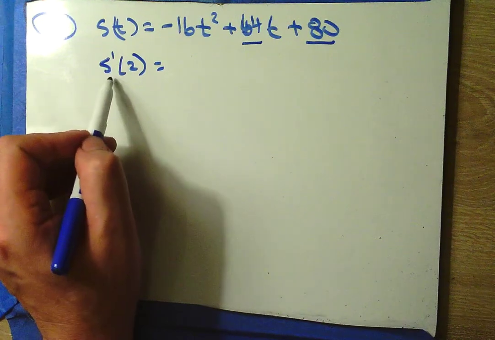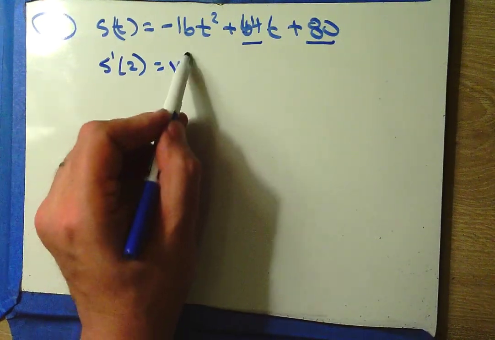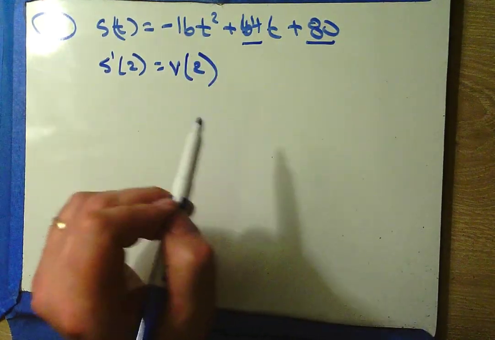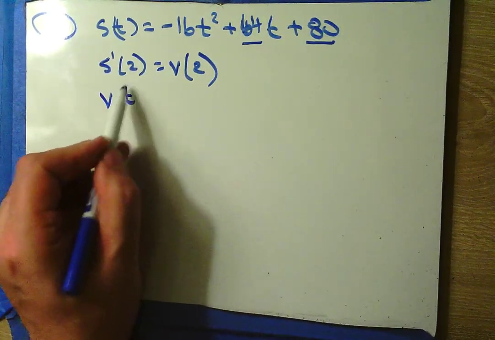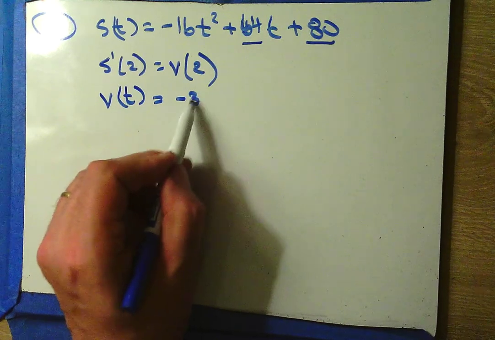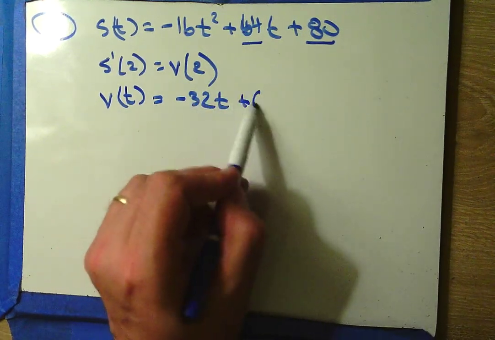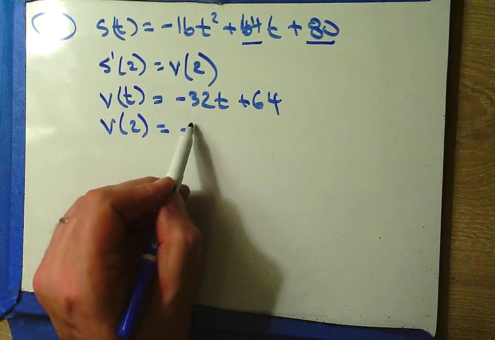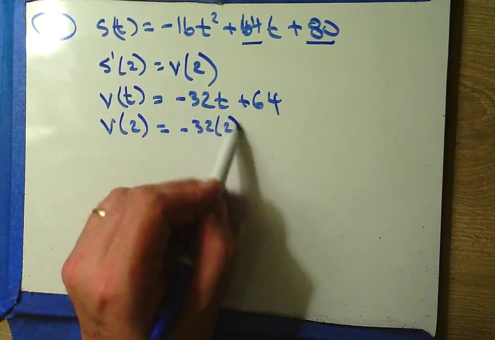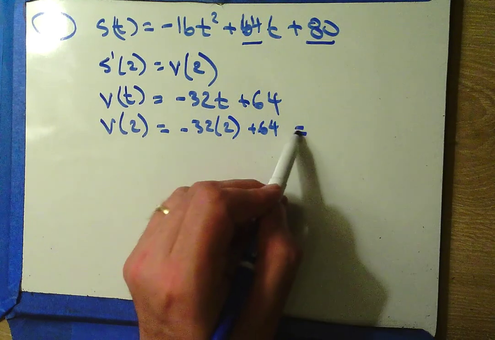Well, we know the derivative of position with respect to time is called velocity, and so that's v of 2. So I need to take the derivative of position. I get negative 32t plus 64. And if I want v of 2, that's going to be negative 32 times 2 plus 64, which is 0.